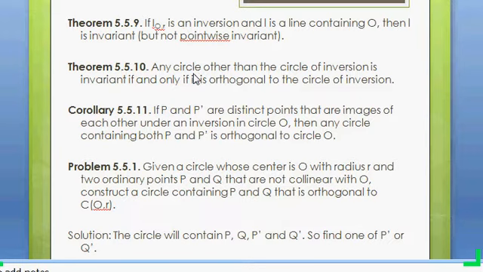So the theorem said that a circle, other than the circle of inversion, is going to be fixed by the inversion. All the points aren't fixed, but the circle gets mapped to itself, if and only if it's orthogonal, intersects the original circle at 90 degrees.